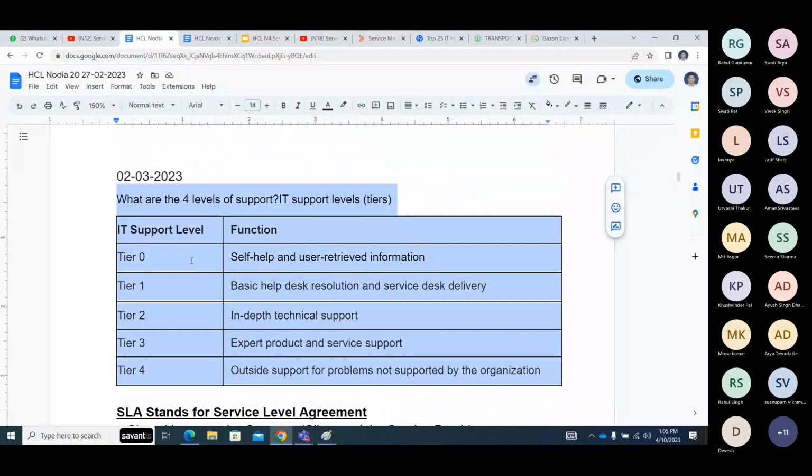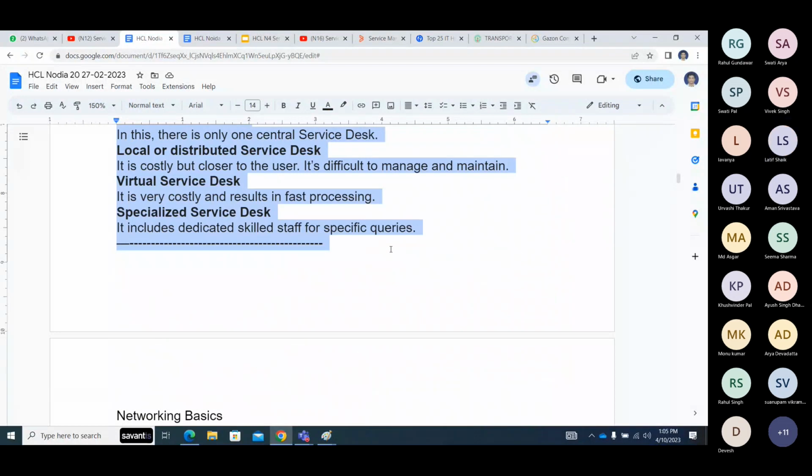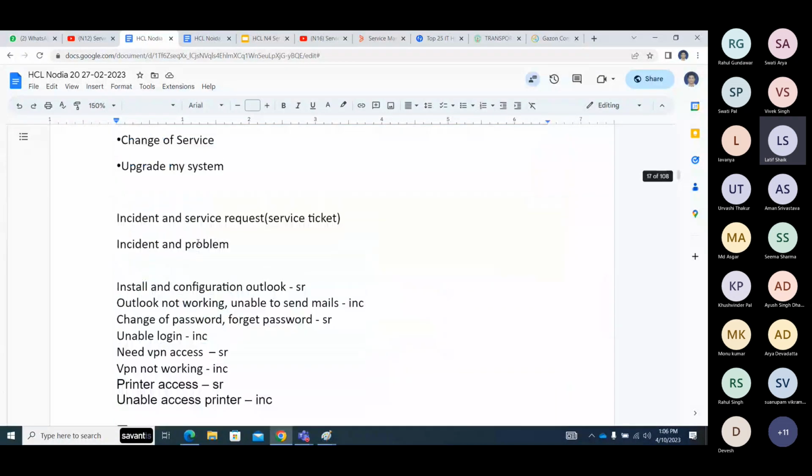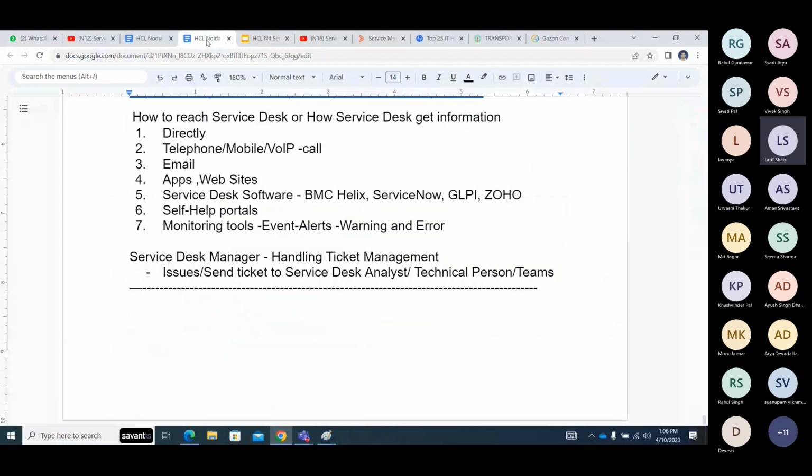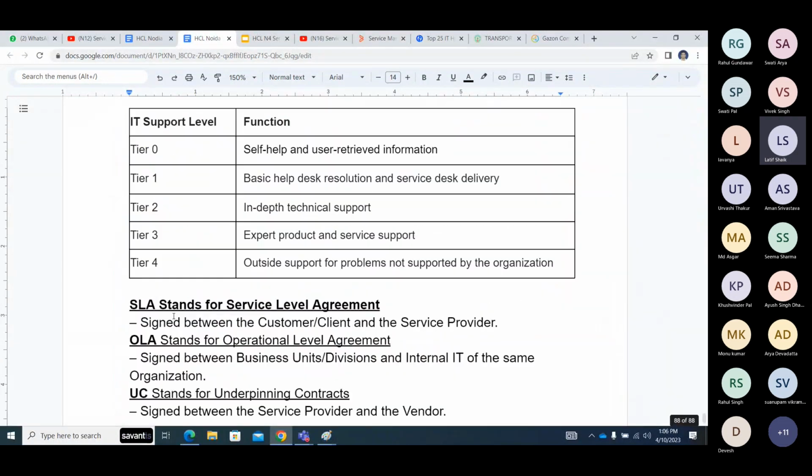Add all these things. Tomorrow, direct event management, all these things we will discuss. That will take time, so we'll add these things too.